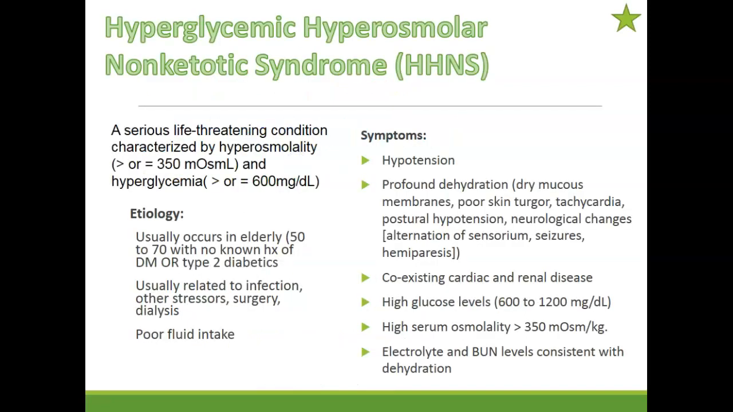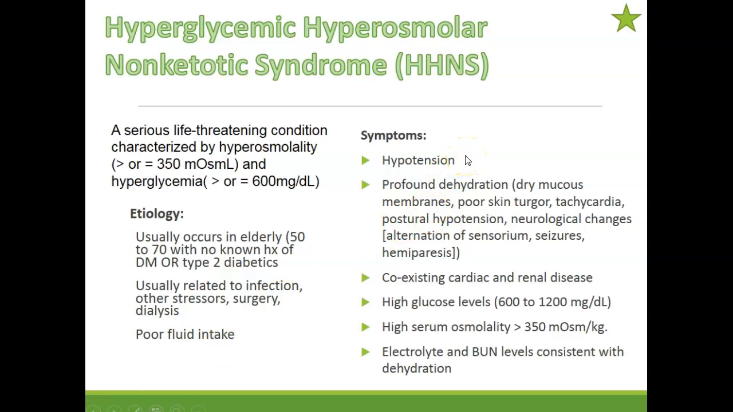It is a serious, life-threatening condition. The person can have hyperosmolarity greater than 350 and have sugar levels greater than 600. These are insanely high glucose levels. It usually occurs in elderly patients that either don't have a history of diabetes or are type 2 diabetic. Again, underlying causes: infection, stressors, surgery, or dialysis. Also, poor fluid intake can be an issue as well.